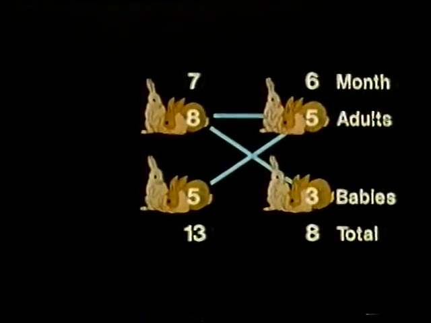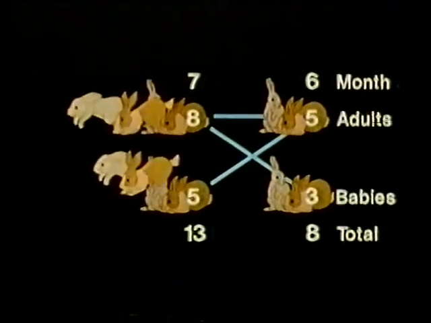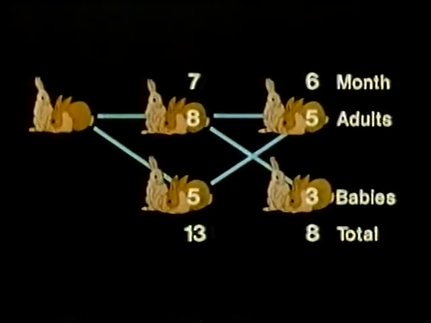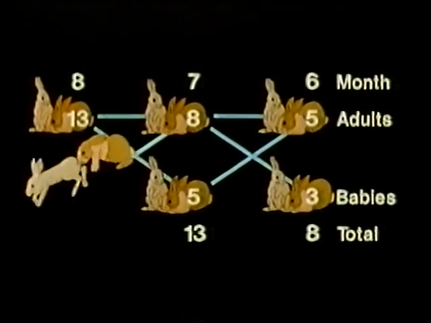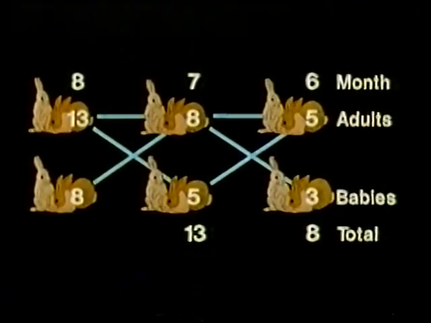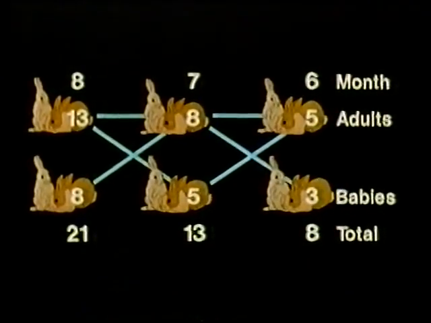Let's carry the process on for one further month. So the number of adult pairs in the 8th month comes from the pairs of adults and babies in the previous month, 13. And the number of babies comes from that single path, and that gives us 8, and a total of 21.